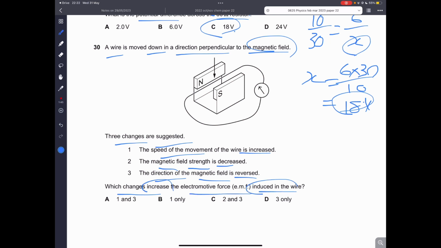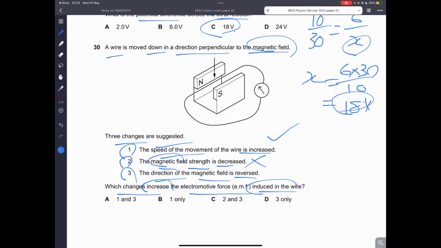There are many factors, but let's just look at the statements here. Statement 1 says that the speed of the movement of the wire is increased. Correct. If you increase the speed of the wire, the EMF induced will be higher. The second statement states that the magnetic field is decreased. If it's decreased, then the EMF induced will also be decreased. So this is definitely not of use.